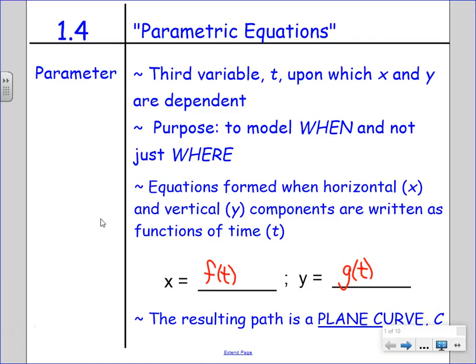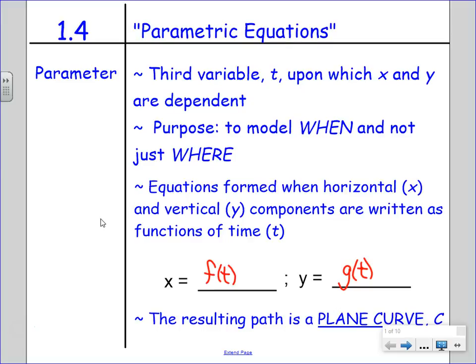Okay, yesterday we went ahead and started talking about parametric equations. Parametric equations, what's the parameter? T, or theta. Those are the two most common. But technically it's any third variable that both x and y are dependent on. Hence why we're going to have two separate functions, one for x, one for y. And it gives us a path.